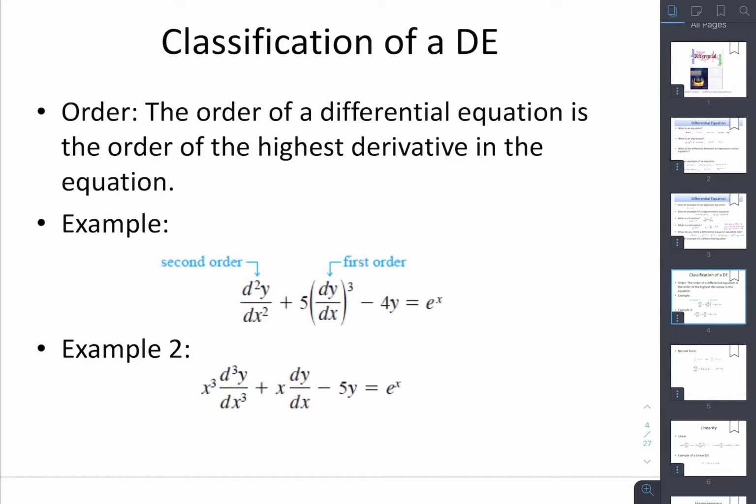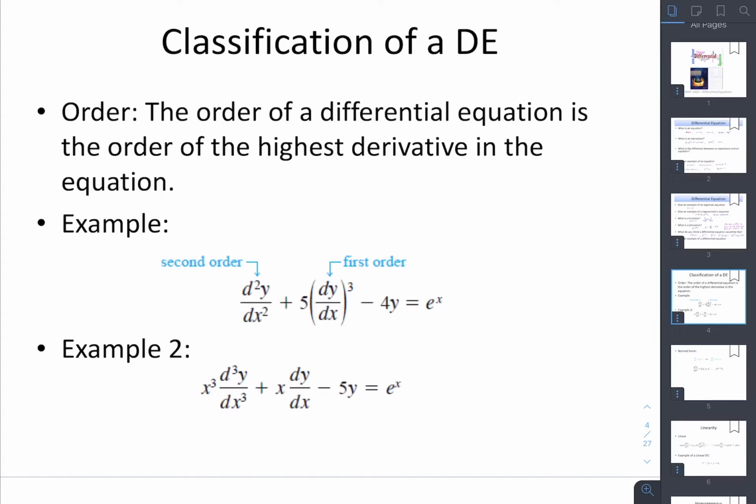The other one is linearity. Then we also look at something called homogeneity. So let's take a look at the order. What is the order of the differential equation? The order of the differential equation is basically the highest order of the derivative involved in that particular equation.